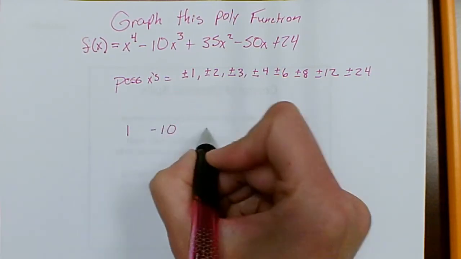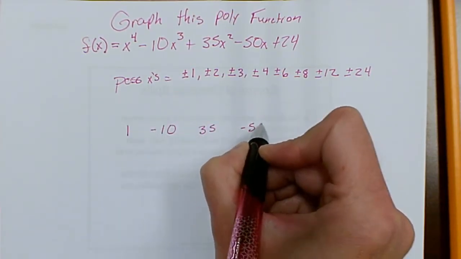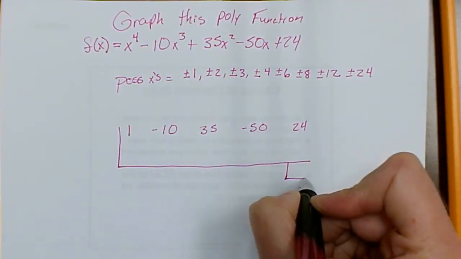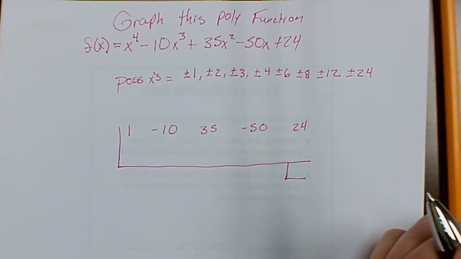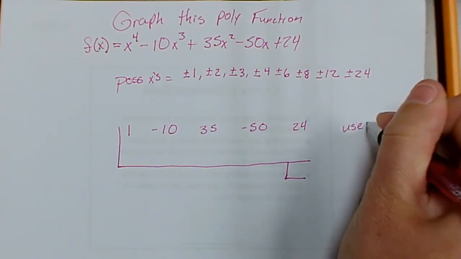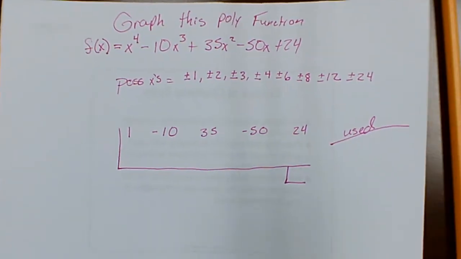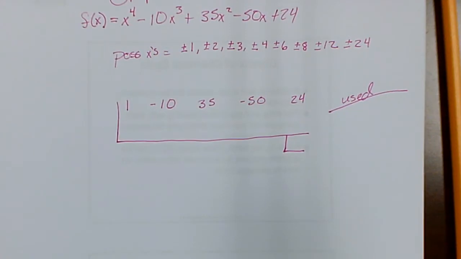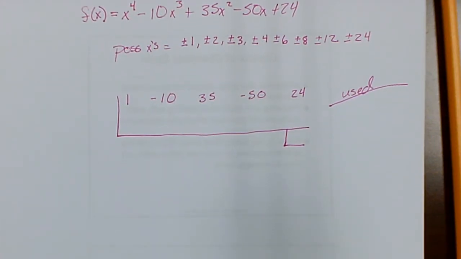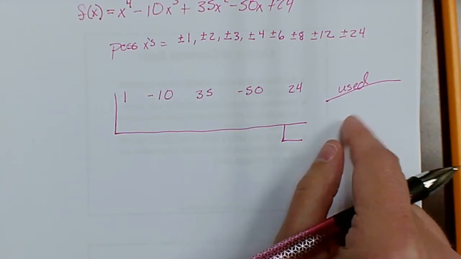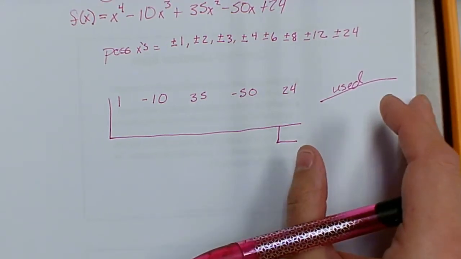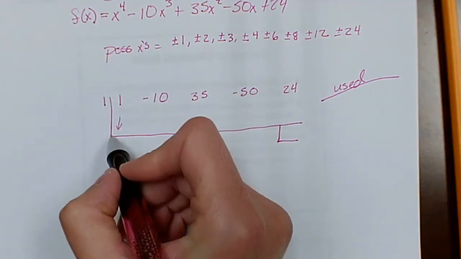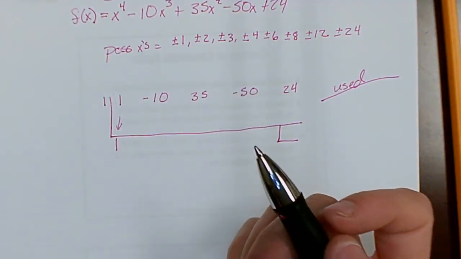1, negative 10, 35, negative 50, and 24. Now, this is the tedious part. This will take you a lot longer to do on some of these. And remember, you have a used column. If you use one of these numbers and it doesn't work, it won't work again later on. So that's why I always keep a used list over to the side. I'm going to just go ahead and start with 1. Okay, and I know this one works.